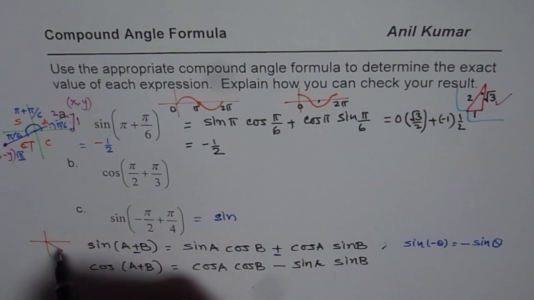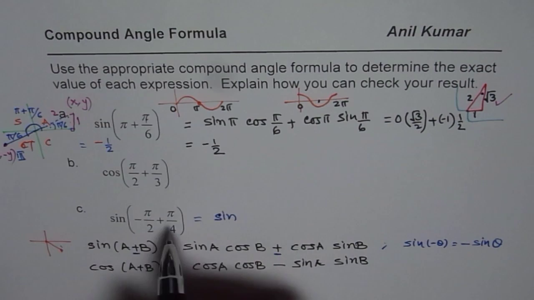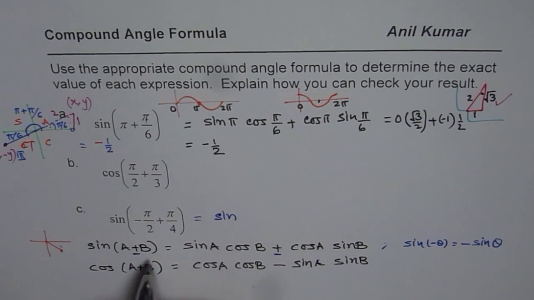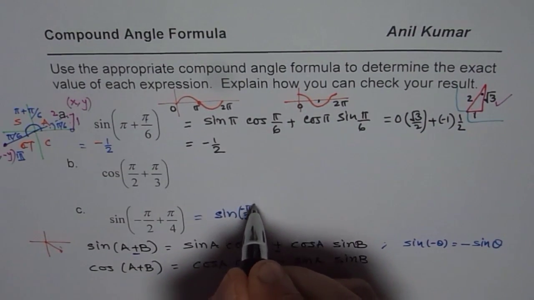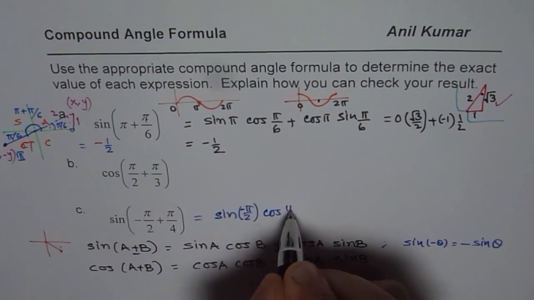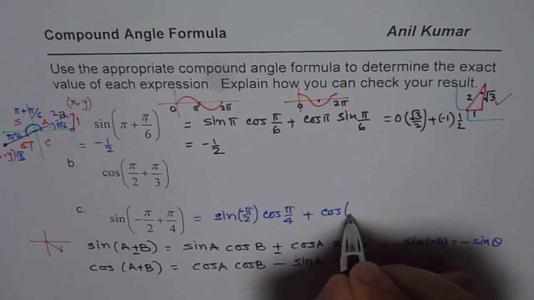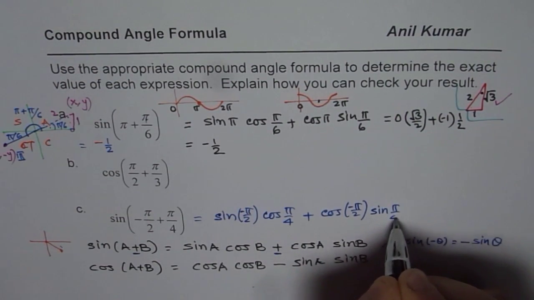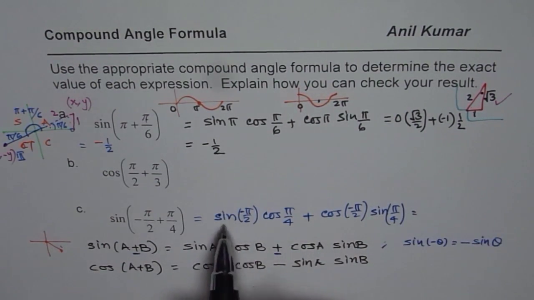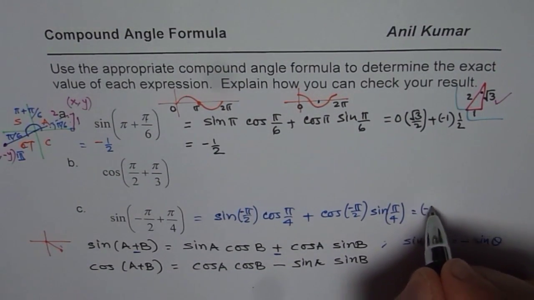So let me follow this approach. So we'll expand this using the sine A plus B formula, okay? So we say sine of A is minus pi by 2. Let me write minus pi by 2. Cos of pi by 4 plus cos of minus pi by 2 sine of pi by 4, correct? Now, as I was saying, for sine pi by 2 it is plus 1, but minus pi by 2 will return me minus 1.